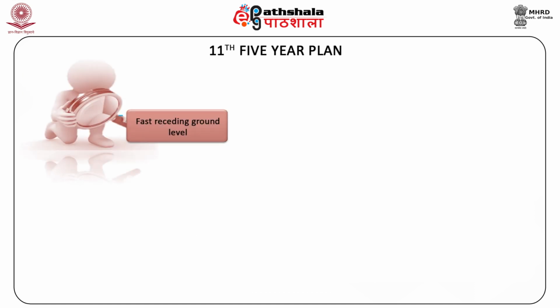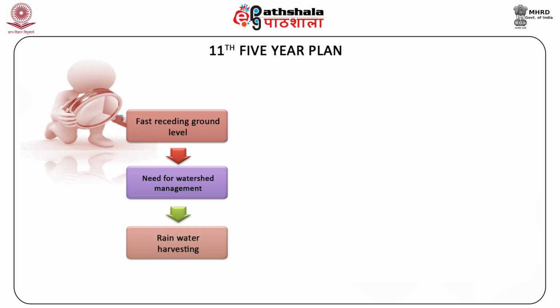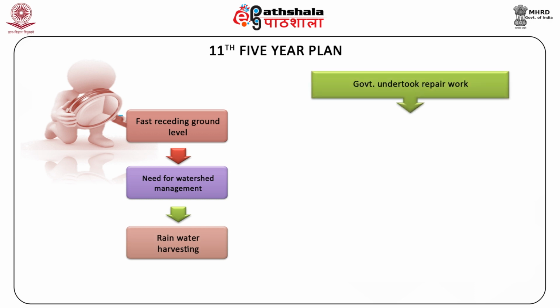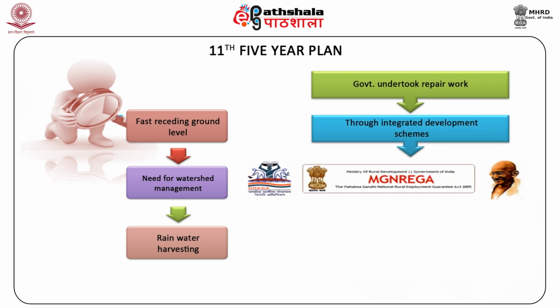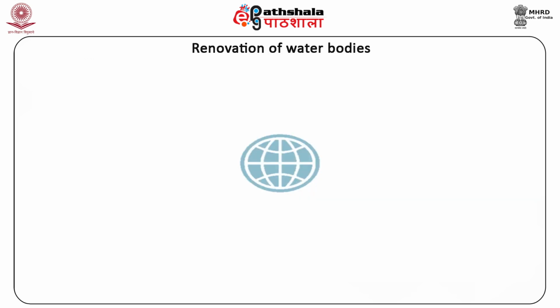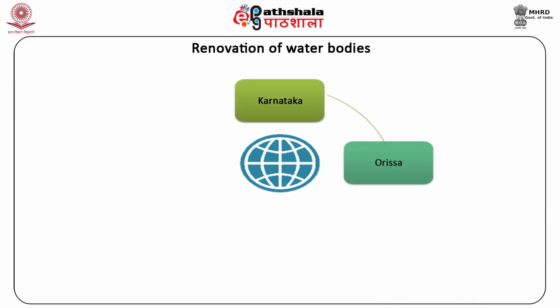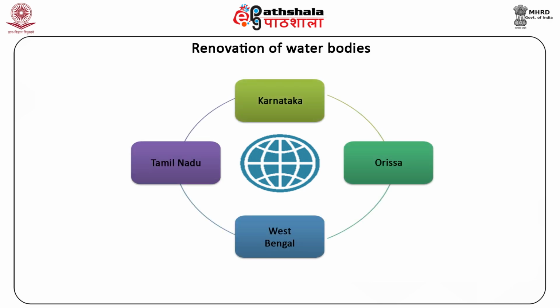Fast receding groundwater level is at the center of water conservation under the 11th five-year plan. This plan emphasizes the need for watershed management and rainwater harvesting. The government has also undertook repair work at a mass level through integrated development schemes like MN-REGA. The government has also initiated renovation of water bodies with financial assistance from World Bank in states like Karnataka, Orissa, West Bengal, and Tamil Nadu.